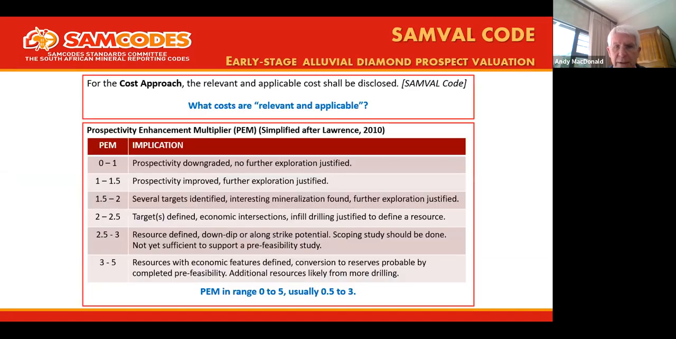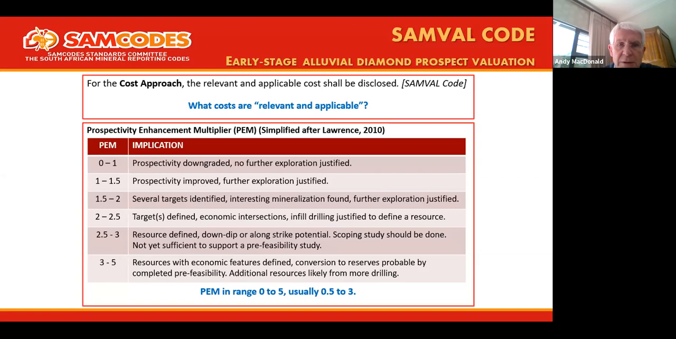So let's just have a look here and see what is the cost approach. Now, a critical thing with the cost approach is that the cost must be relevant. And what is a relevant cost? For example, if you've got a prospect that you've been busy working on for some time, and your chief executive officer comes to do a courtesy visit with some marketing people, and that costs R1 million to bring them all there, that doesn't actually add to the scientific knowledge of the property, and therefore is not a relevant cost in terms of the cost approach.